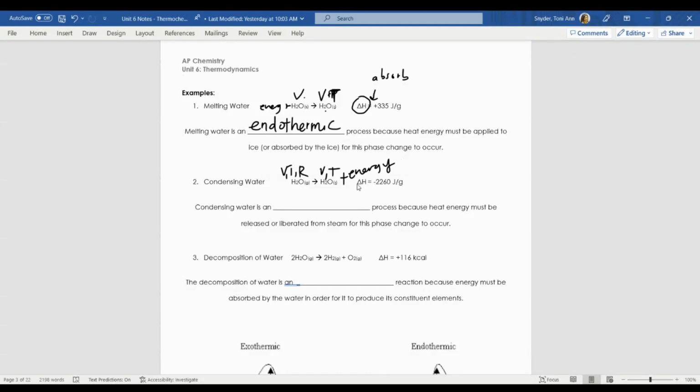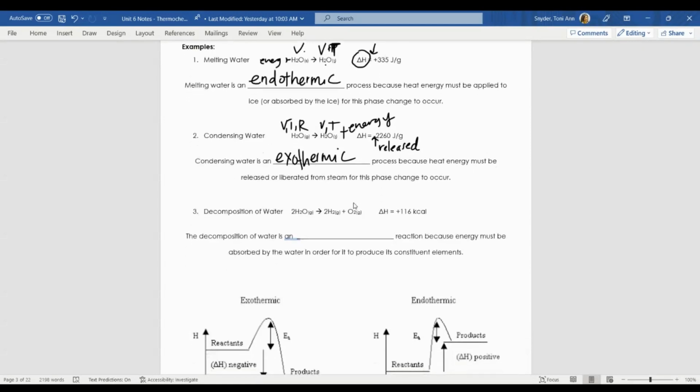So therefore, if I look at my delta H, my change in enthalpy, notice how I have a negative sign in this case. And that negative sign means that energy is released in this process. So energy is a product. So condensing water is an example of an exothermic process because heat is released in order for this phase change to occur. Both of these two, melting water and condensing water, are both physical changes. However, we will also see this occur with chemical changes. So for example, the decomposition of water. If I look here, notice how my value for delta H is positive. This must mean that I have to input energy to my reactant side.